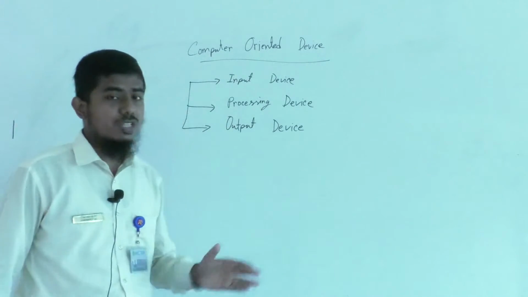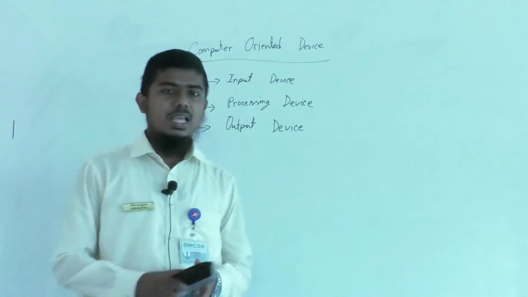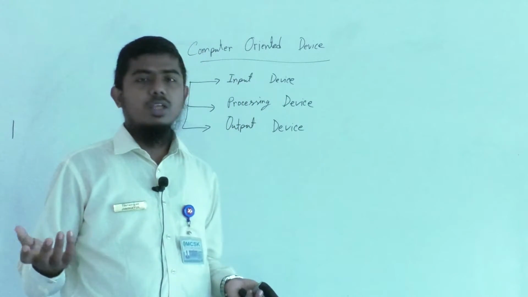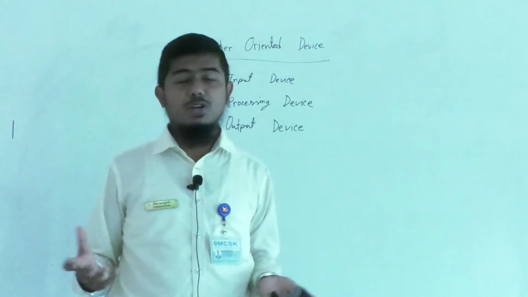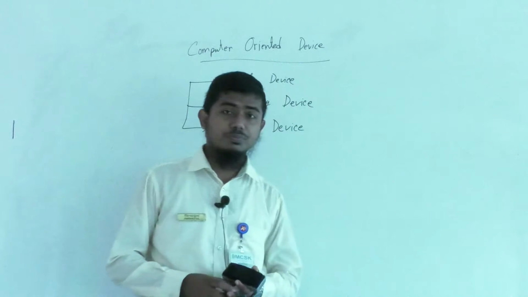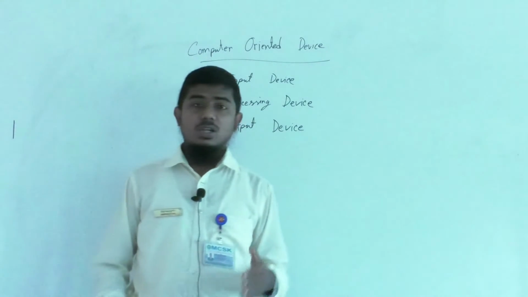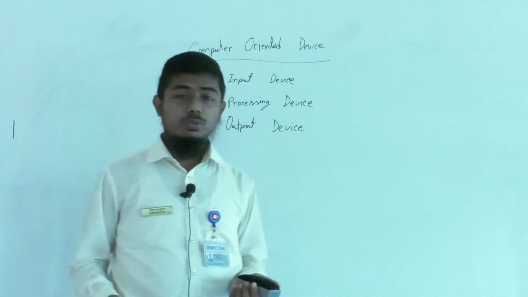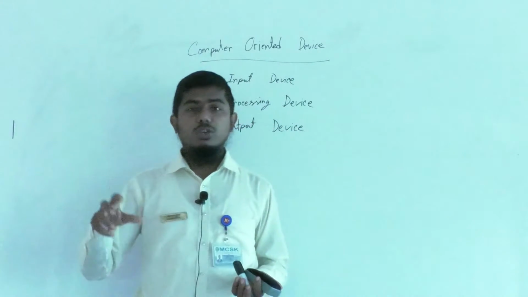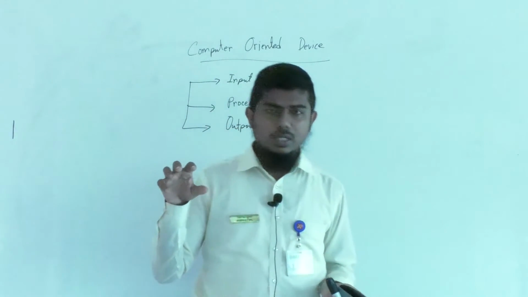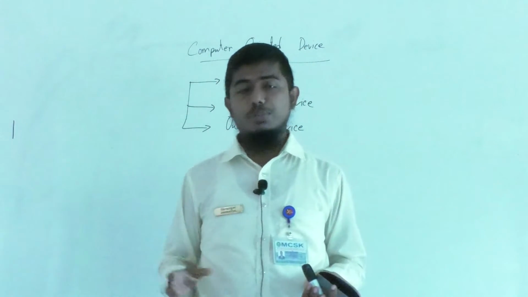And those devices which are used to process those data are called processing devices. So processing devices are like your CPU, RAM, hard disk, memory card, storage devices, whatever it is. So we came to know that input devices are those devices which are used to take input, like mouse and keyboard. The purpose of using a mouse and keyboard is to give the input to the computer.